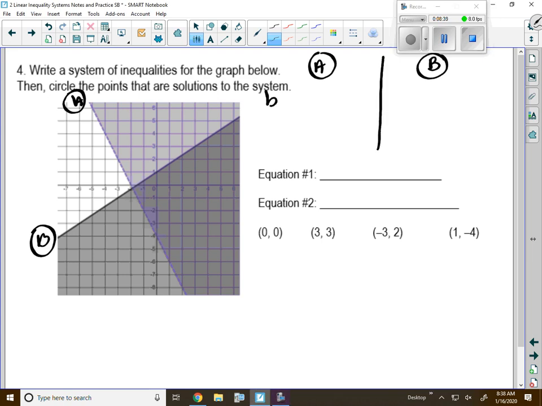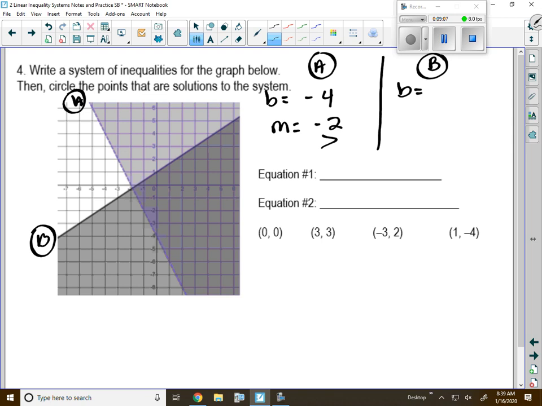Okay, what's the y-intercept of A? -4. Let's go ahead and do the slope there. Slope is down 2 over 1. Yep. -2. And where is it shaded? Is it shaded above or below that line? Above. So it will be a greater than symbol. Will it be equal to? No. No, it's a dotted line.